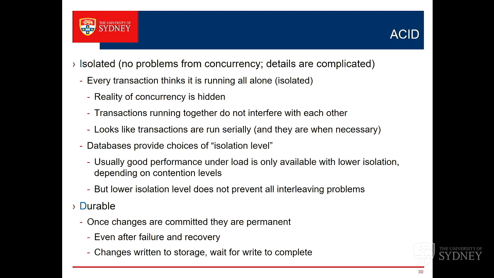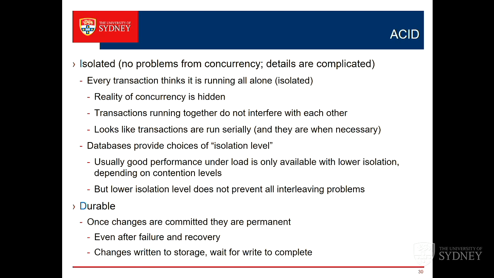Two transactions running in parallel are not allowed to interfere with each other, and that is happening magically in the background. And to the actual transaction code, it appears as if they're just running serially. If things would have interfered, they just shifted in time magically so that they are run consecutively rather than in parallel. Real databases provide choices of how much of this type of isolation you want, because there are performance costs with high levels of isolation.